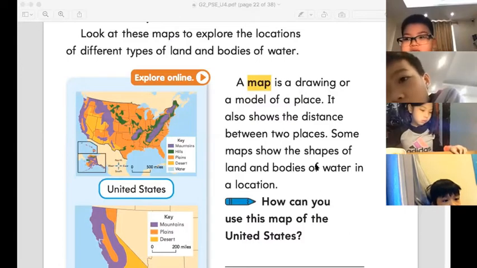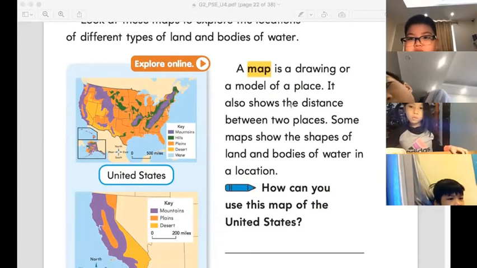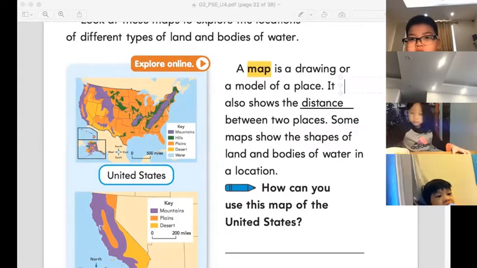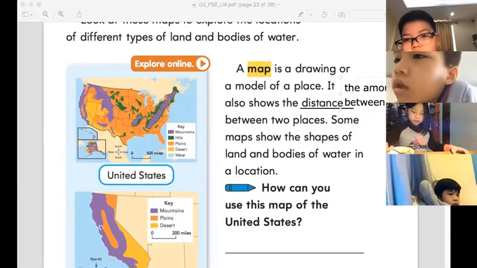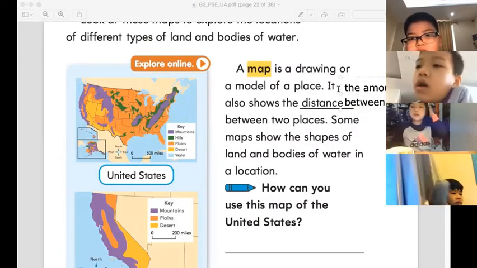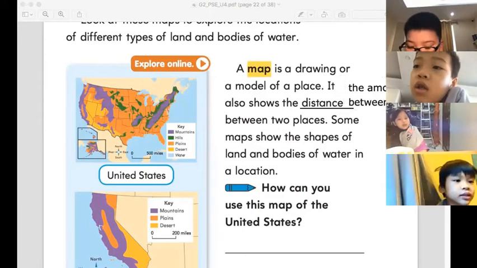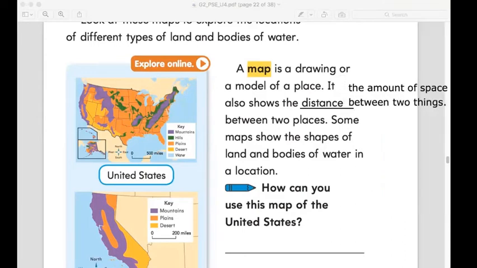Okay then. So everyone, go ahead and say distance, and then please say the amount of space between two things. Go ahead. 1, 2, 3. The amount of space between two things. Excellent. Distance, the amount of space between two things.